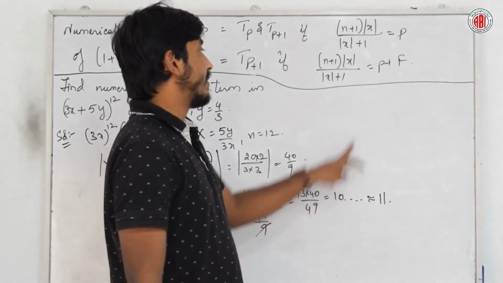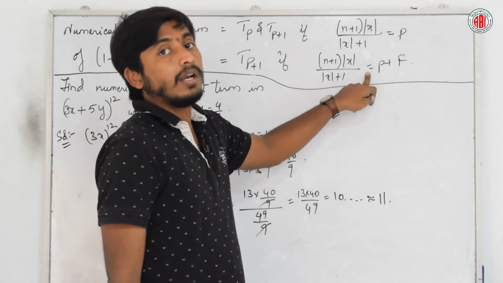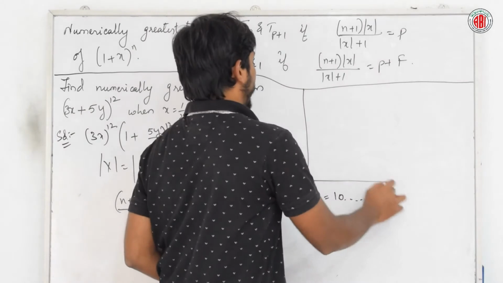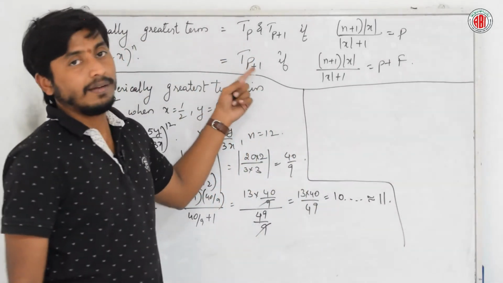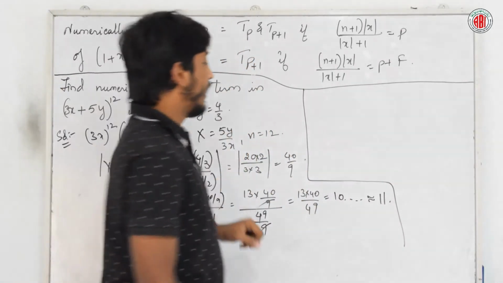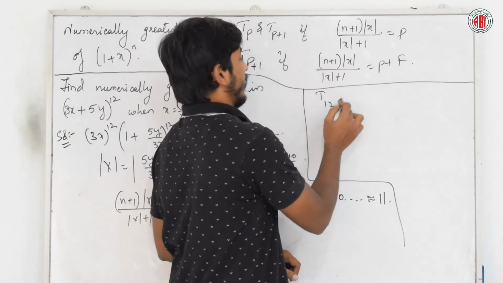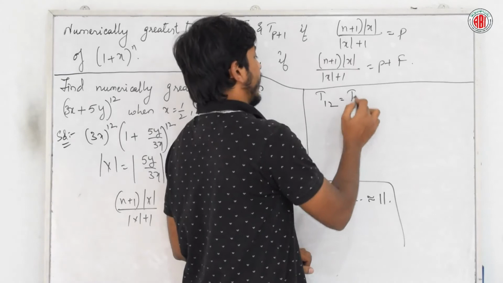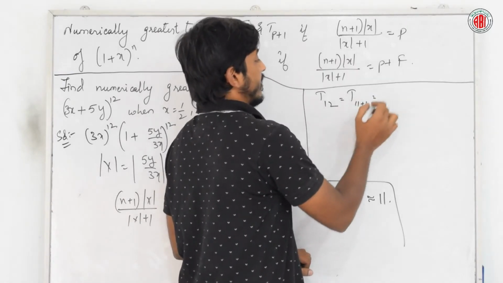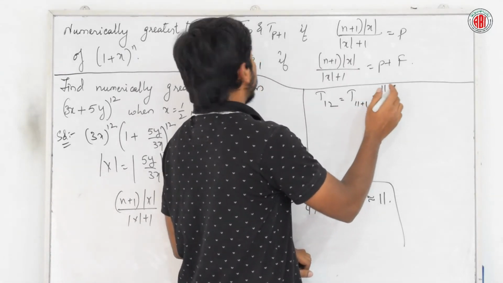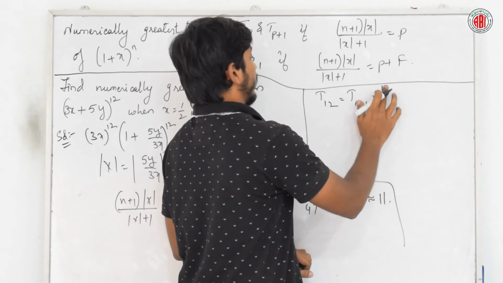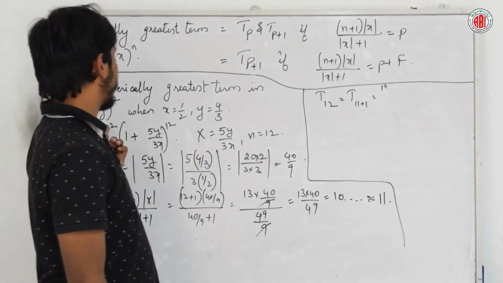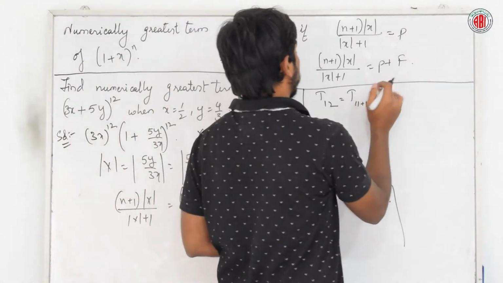Okay, since it is a non-integer value, we can directly equate it to 11. And now tell me, what will be my term? It will be only T12. Okay, T12 is nothing but T11 plus 1, that is nothing but, what is n here? 12. Okay, however it is a constant term at last. Fine, let's see what happens.